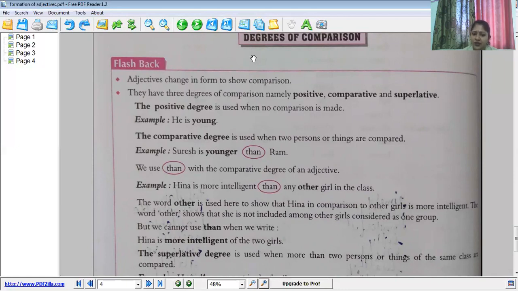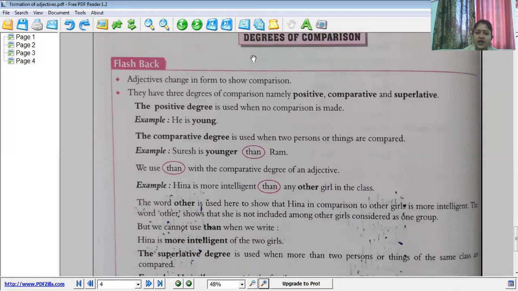Supposing you're comparing two things, okay, or two persons or two things are compared, so what you'll use? You'll use the comparative degree and you will use THAN, than. But there are some cases where you don't use than. We will study about them further. Suresh is younger than Ram. We use than with a comparative degree of an adjective.